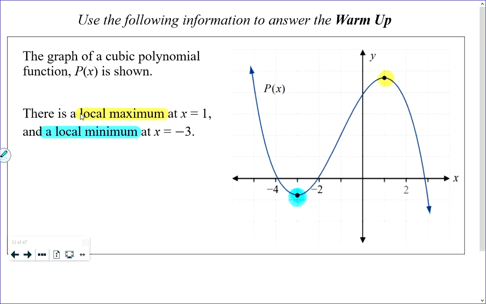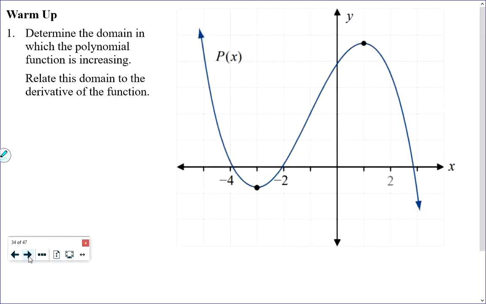Okay. So that's the graph we're looking at. What are we asked to do? Determine the domain in which the polynomial function is increasing. So what we are interested in is looking left to right. What is the domain of values of x that describe where the graph is increasing, where the graph is rising?